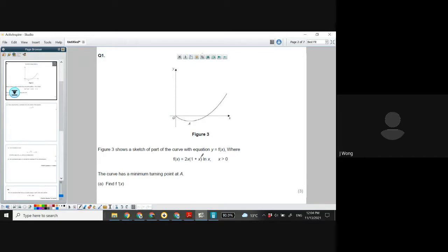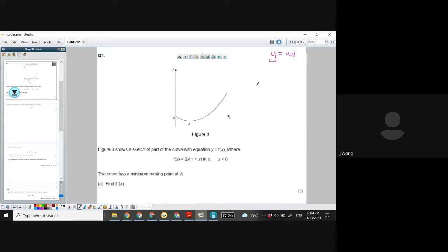Firstly, they tell us that there's a minimum point A, and they have asked us to find f'(x), which means we need to differentiate this. Based on all the differentiation skills that we have learned in A2 so far, which will be chain rule, product rule, and quotient rule, here we'd like to use the product rule. But the product rule can only be applied with two functions at a time, whereas in here, there are three.